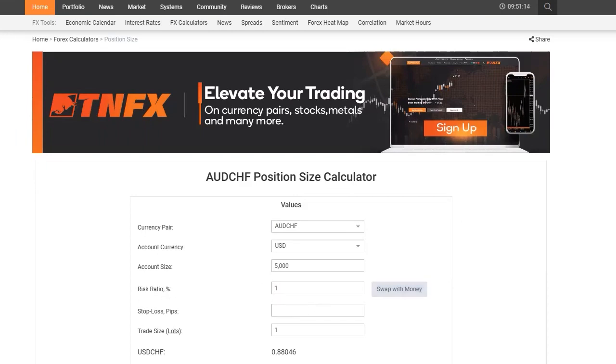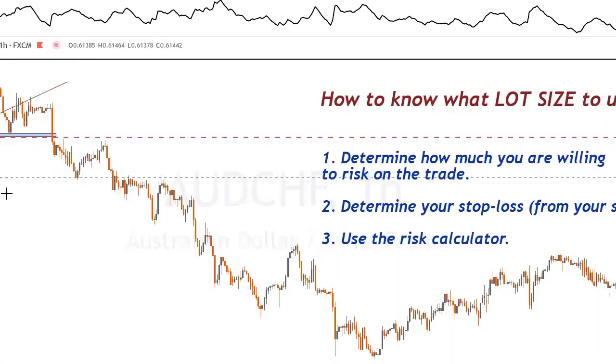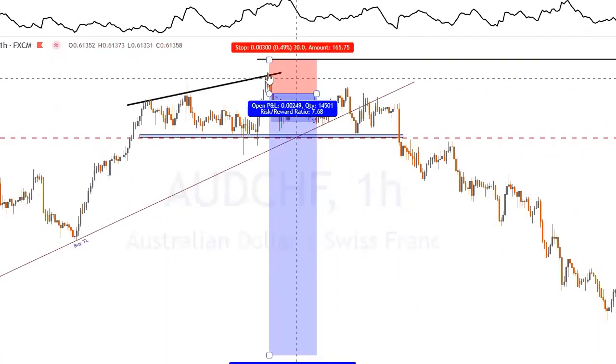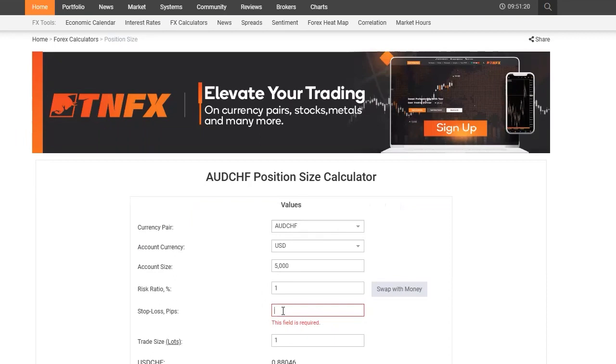Our stop loss is what, guys? Remember, our stop loss is 30 pips. See it, 30 pips. So we come back here and we input 30 pips. Then leave this one, just leave it like that.